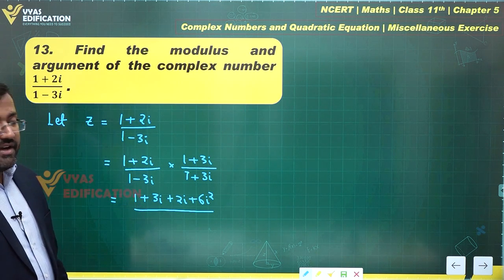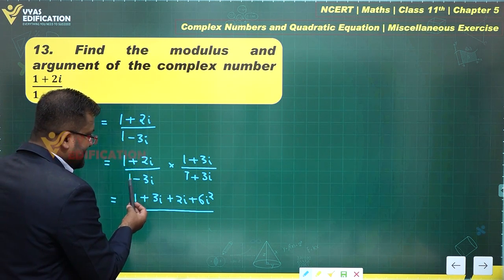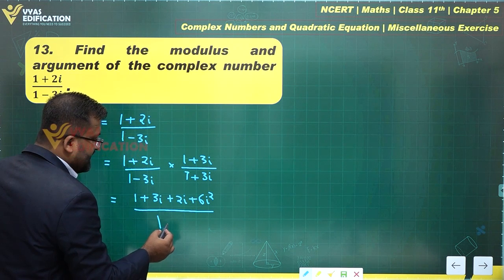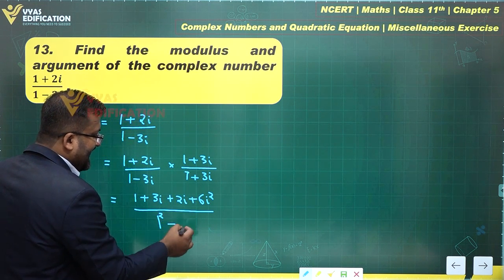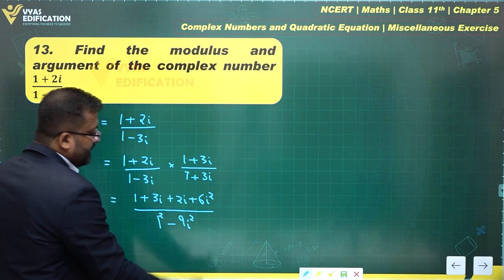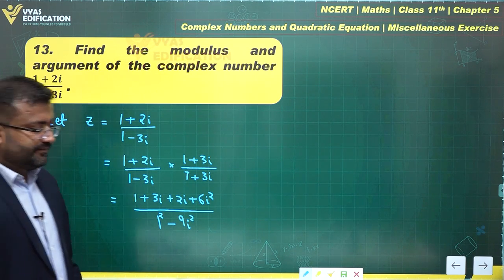What do you get in the denominator? Let's take a look at the denominator. This is (a - b)(a + b) = a² - b², so this is 1² - (3i)², which is 9i². This is what I get, right?